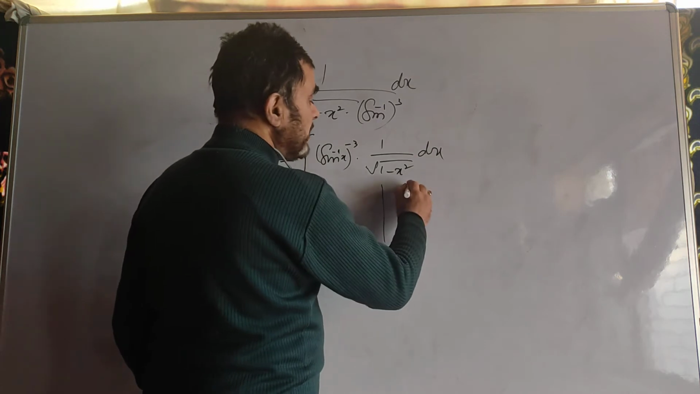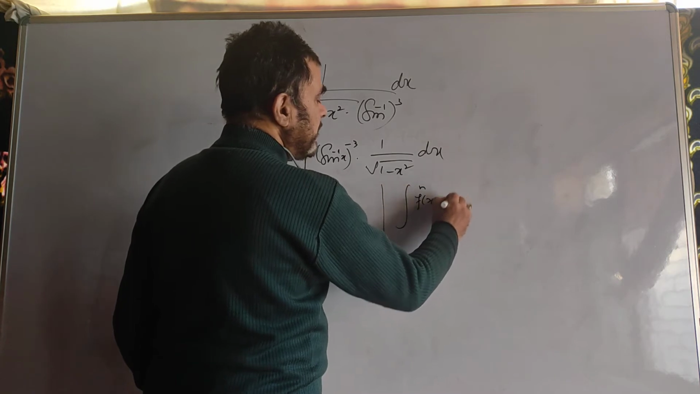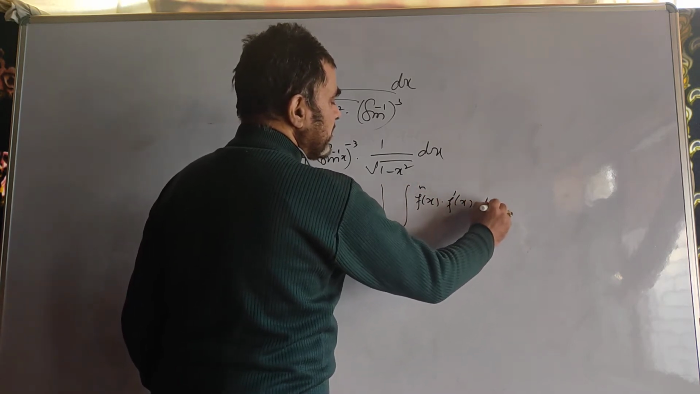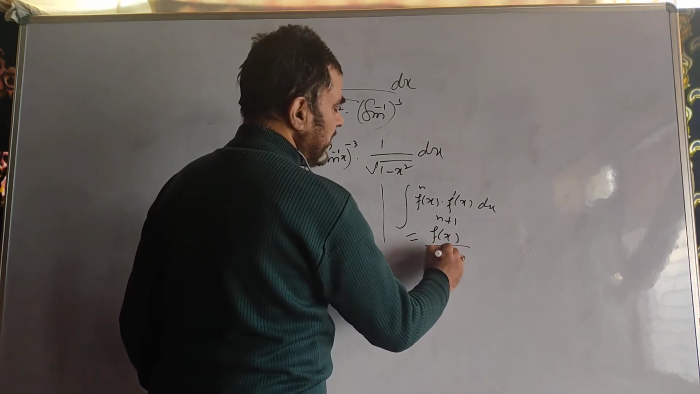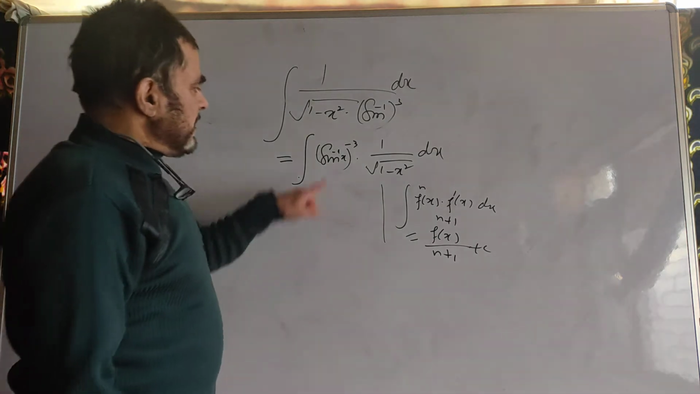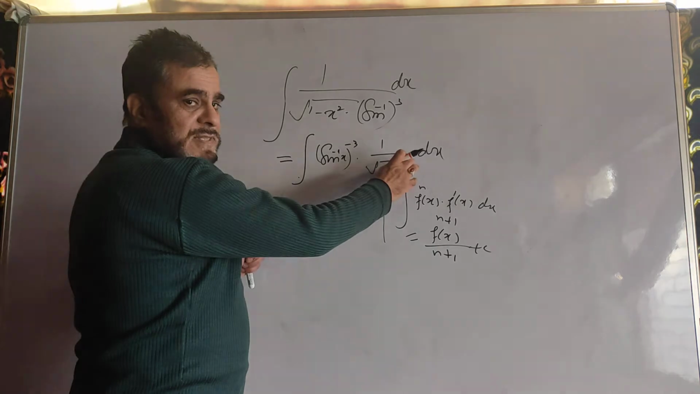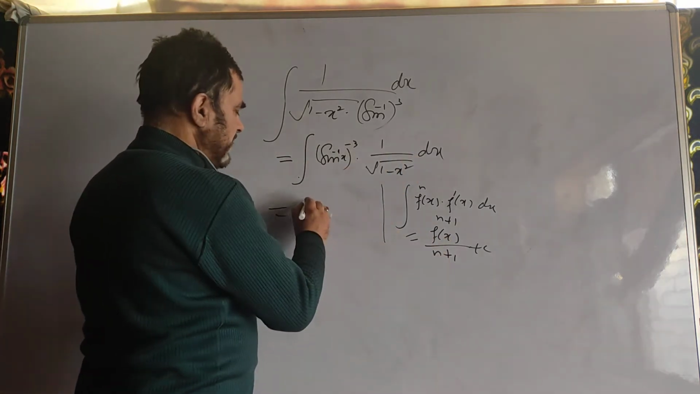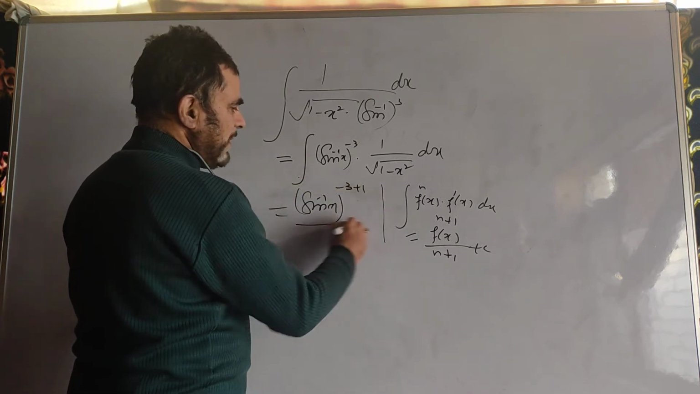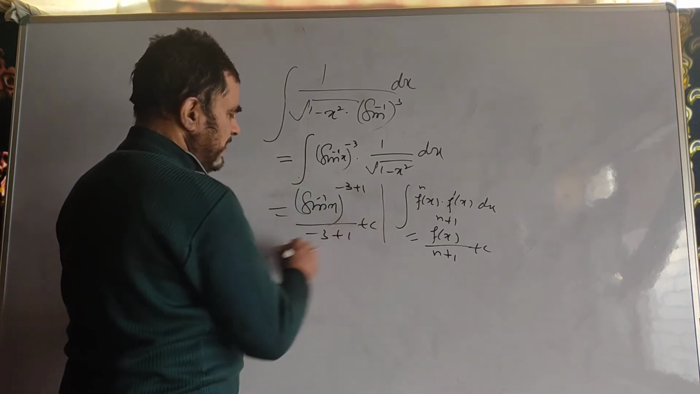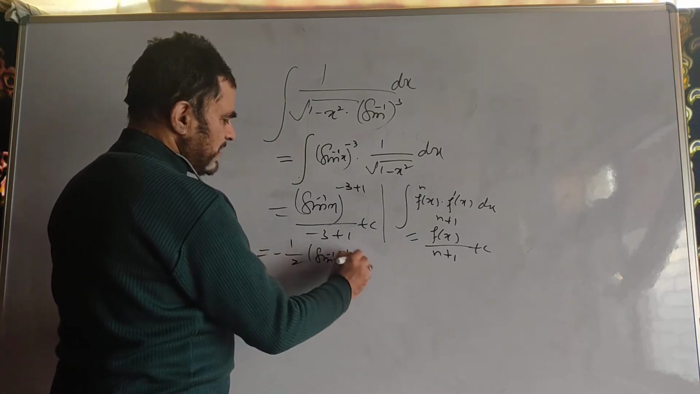So it takes the form: the integral of f(x) raised to power n into f'(x) dx. This is f(x) raised to power n plus 1 by n plus 1, plus c. Take the integral of sine inverse x whole cube minus 3, times 1 by root of 1 minus x squared. The derivative of sine inverse x comes as this. So I can write according to this, it is sine inverse x raised to power minus 3 plus 1, by minus 3 plus 1, plus c. So this is minus 1 by 2 sine inverse x raised to power minus 2, plus c.